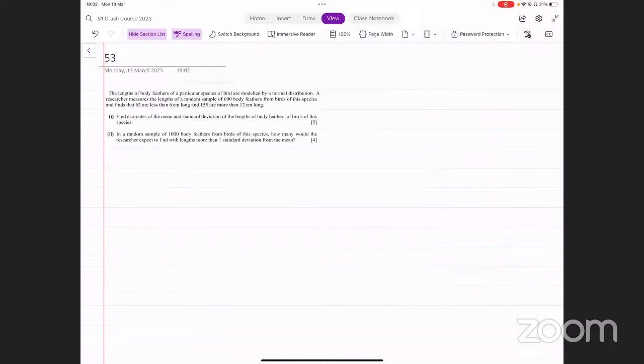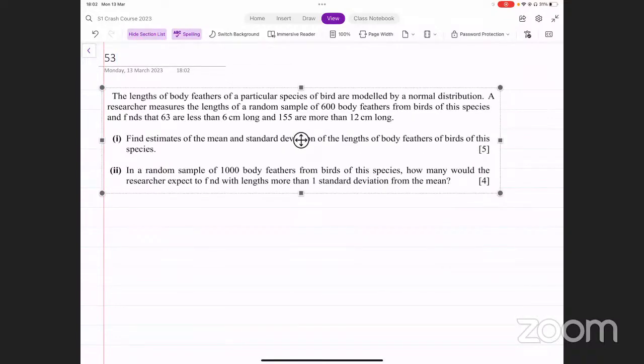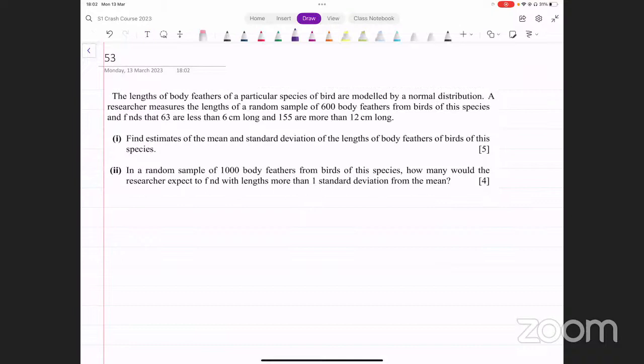Okay, this is question number 53 from the worksheet. It says the lengths of body feathers of a particular species of bird are modeled by a normal distribution. A researcher measures the lengths of a random sample of 600 body feathers from birds of this species, and finds that 63 are less than 6 centimeters long and 155 are more than 12 centimeters long. Find estimates of the mean and standard deviation of the lengths of body feathers of birds of this species.